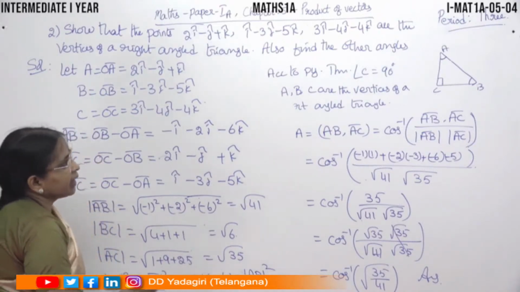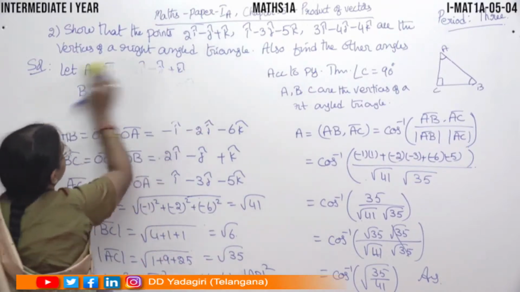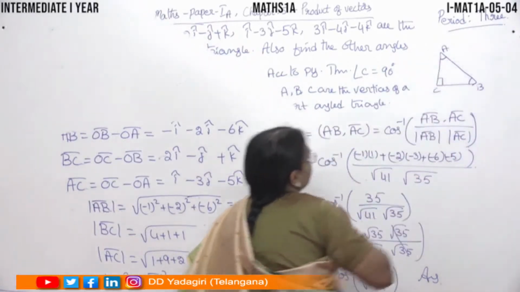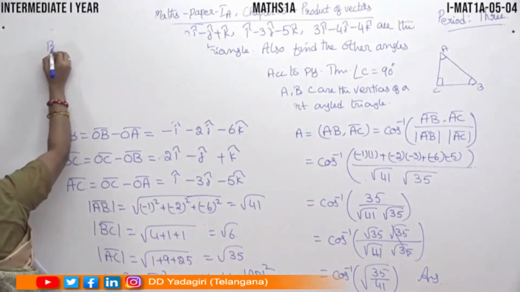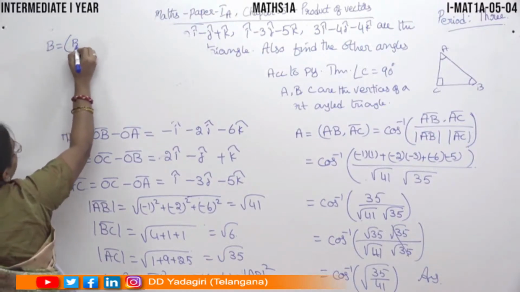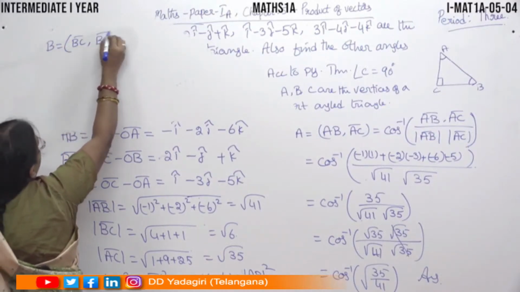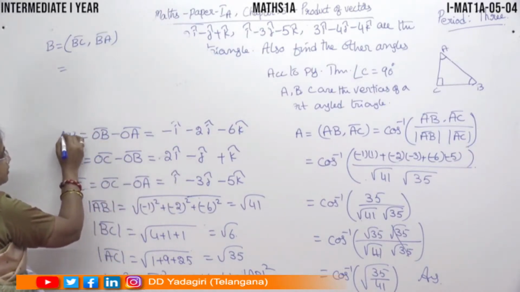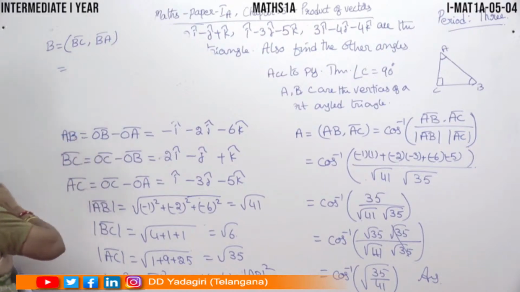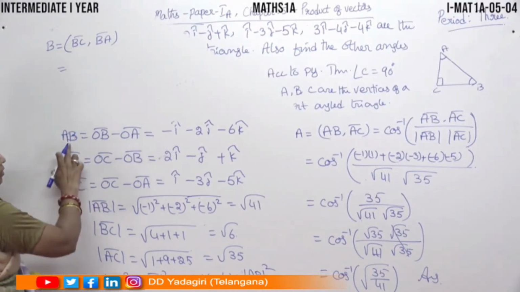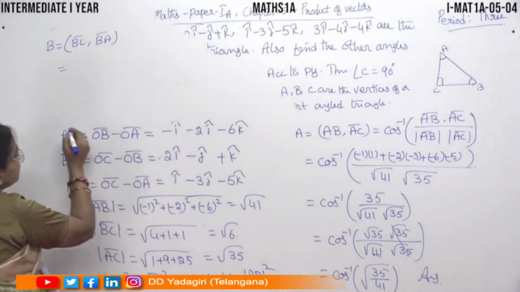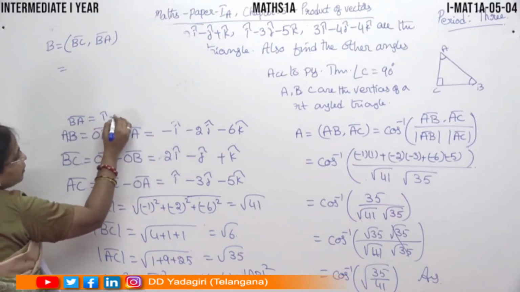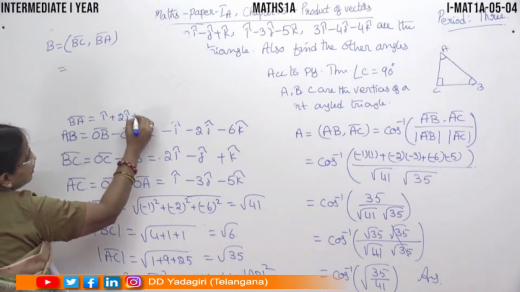Now you find the other angle B. What is the other angle B? Angle B is the angle between BC and BA. Okay, now what is BC? BC is this. BA means it is minus of AB. So when AB is this, what is BA? BA will be minus of all this. So it is i plus 2j plus 6k.